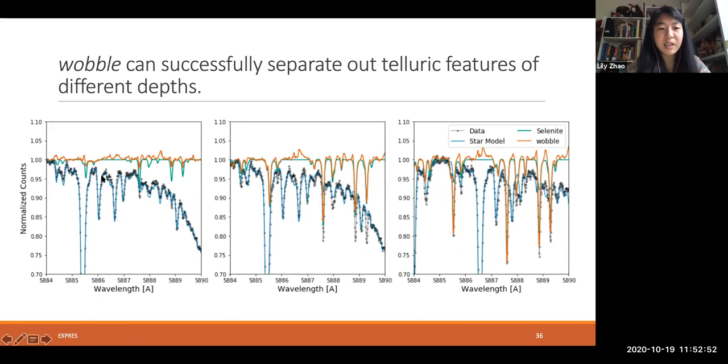Here I have data of 55 Cancri in black. The stellar model returned by wobble is in blue, and the telluric template is in orange. And in green is Selenite, which is another way of gauging the telluric component. And you can see that even lines that are on top of each other are successfully separated out into stellar and telluric components with wobble because of the different ways that they behave.